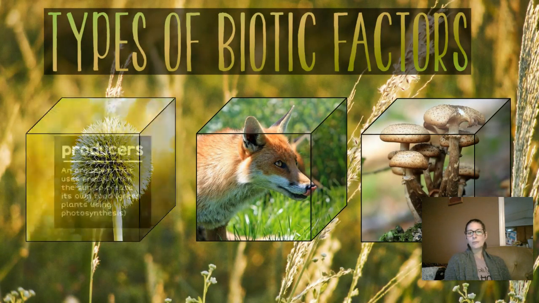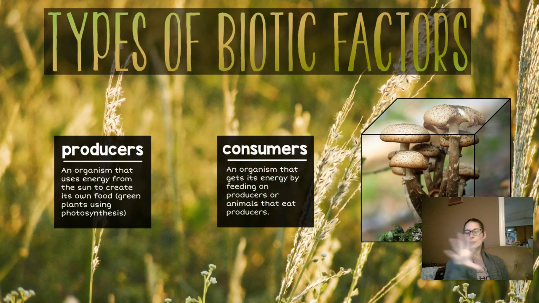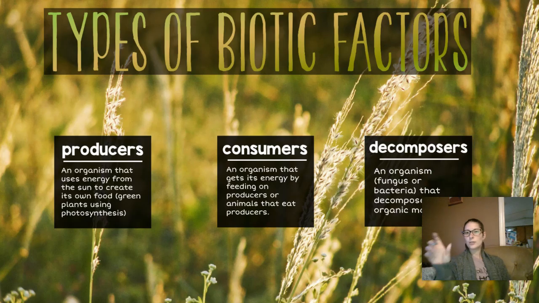All right, types of biotic factor. You've got the producers. This goes back to our vocabulary. The producers are the ones that are creating their own food. That's these plants, okay? Plants create their own food using the sun. Your consumers are the ones that are going to eat those producers, okay? And then your decomposers are things like mushrooms that are going to decompose the organic materials.